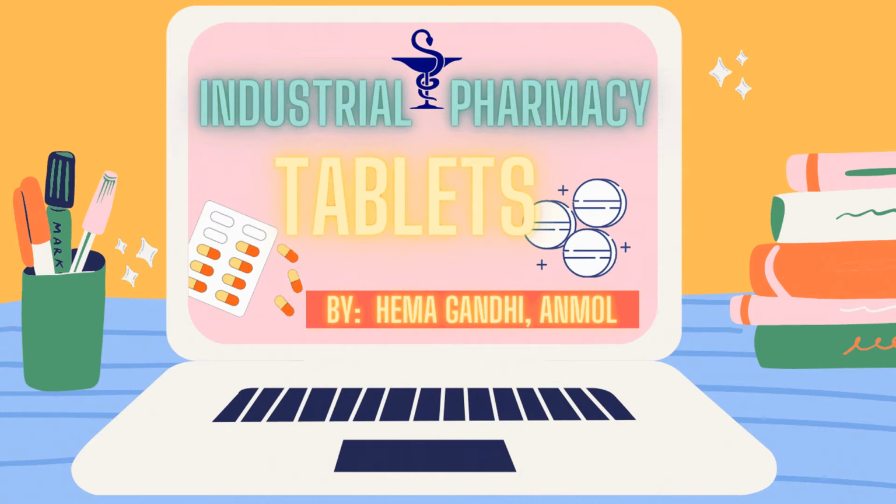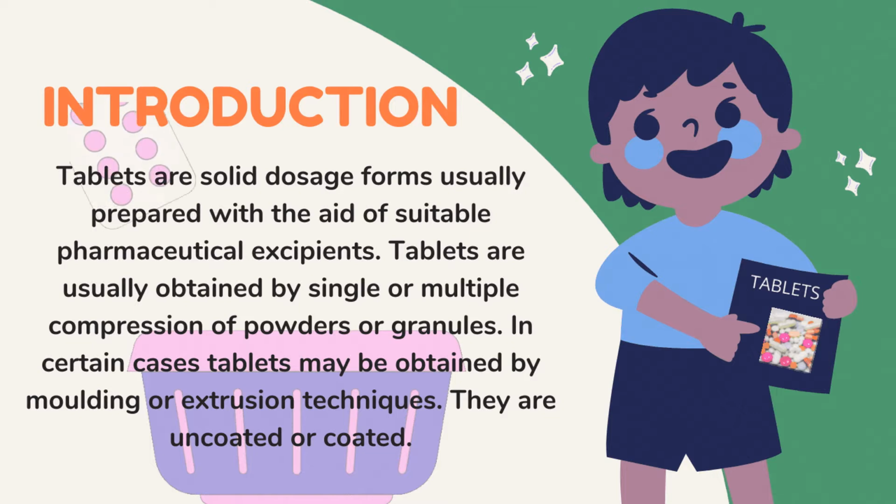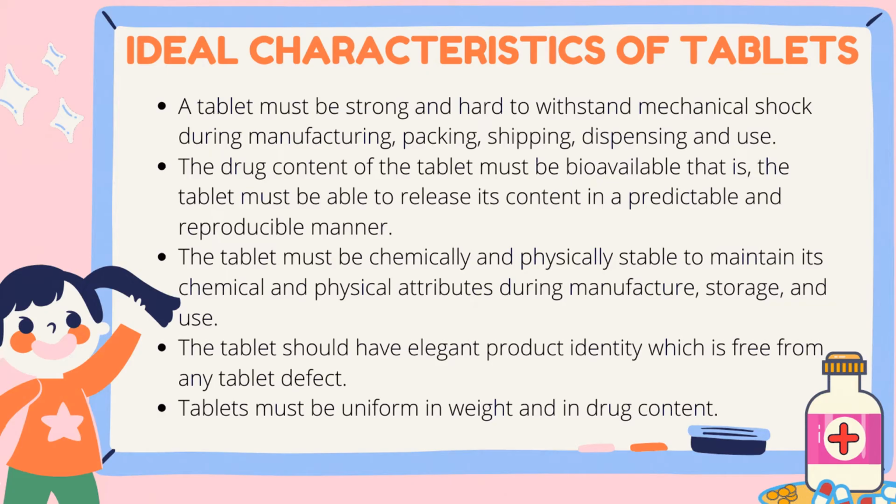From Industrial Pharmacy 1, Unit 2. So let us learn about the tablets. Talking about the tablets, basic definition. First of all, the very important thing is that it is one of the most widely used solid dosage forms obtained by compression. So of the powder or of the granules, you compress it and you get the tablet.